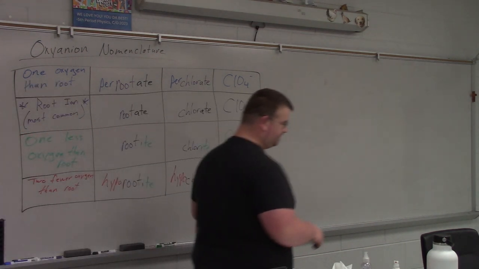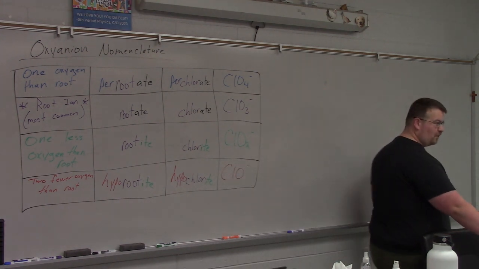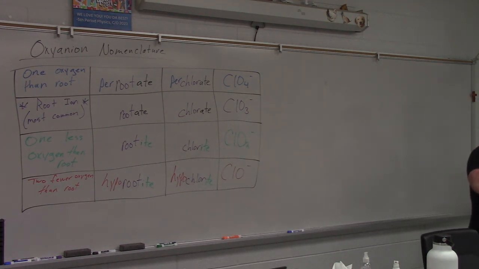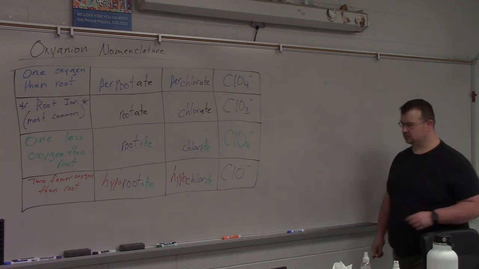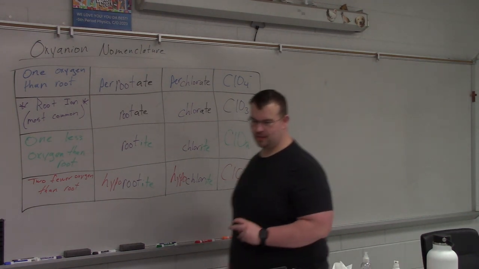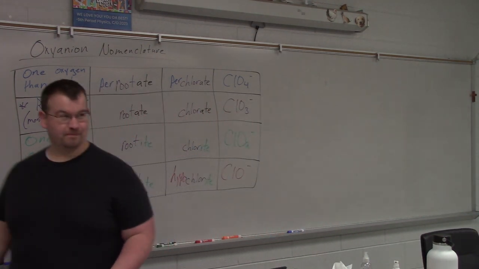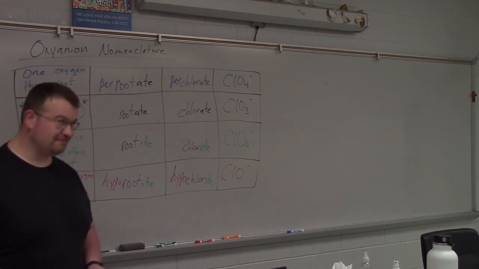I'm going to use sulfate. Oh my gosh, I love the sulfate one. That's my favorite. Yeah, but its root is SO4 2 minus. See, I think I got it mixed up on the test. I think I put chlorine's hypo. Root is ClO3. All right, ready for practice? Oh yeah.